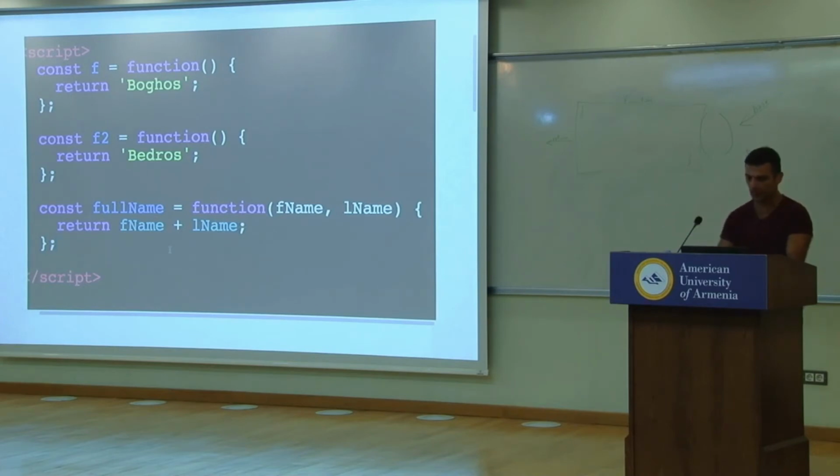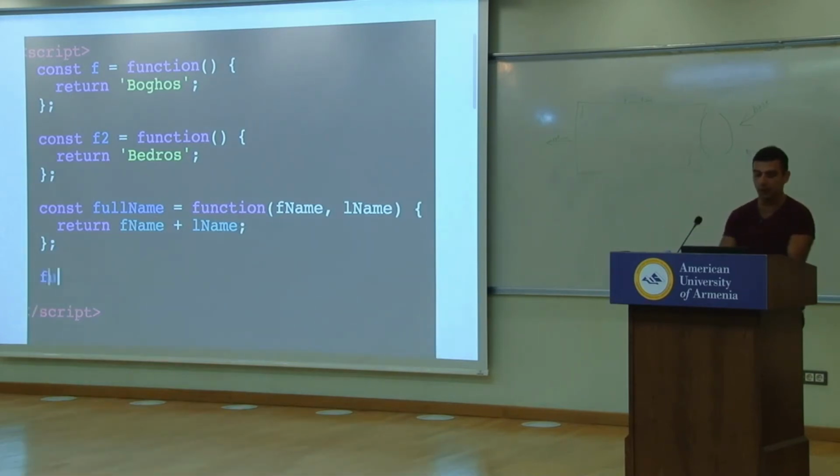Just bear with me. Okay, so we have a full name. Now let's call full name and pass it as an argument the result of calling f, and then the result of calling f2. Now let's console log, that is to say, call the log function with the result of calling all of this stuff.